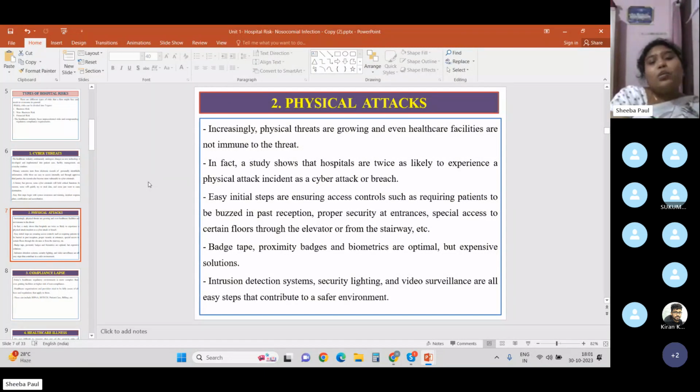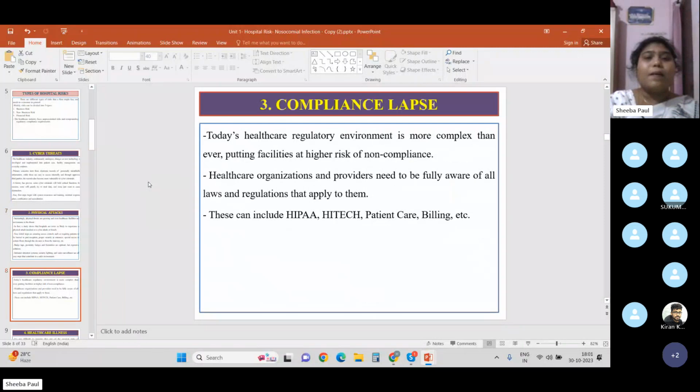Okay. And then intrusion detection systems, security lighting, and video surveillance are easy steps to contribute to a safer environment. Not only these tapes and the buzzing system, but also there should be proper CCTV surveillance, proper lighting, and the availability of people who can come and save you from such scenarios or situations.